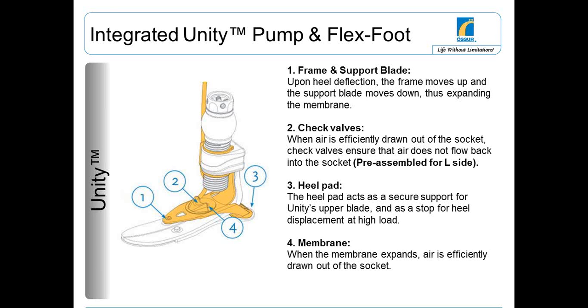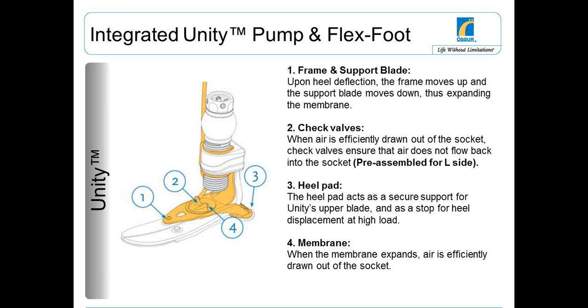Attached on top of that is the frame itself for the Unity. That frame has the membrane incorporated into it, the check valves, and a heel pad. And that basically rests on the carbon X active heel. So when the carbon X active heel deflects, that frame is deflected with it and basically pulls on a small circular bladder that sits between the frame and the support blade. As that bladder expands, you've got check valves that operate, and we draw air out of the socket using that valving system. So it's very, very simple.